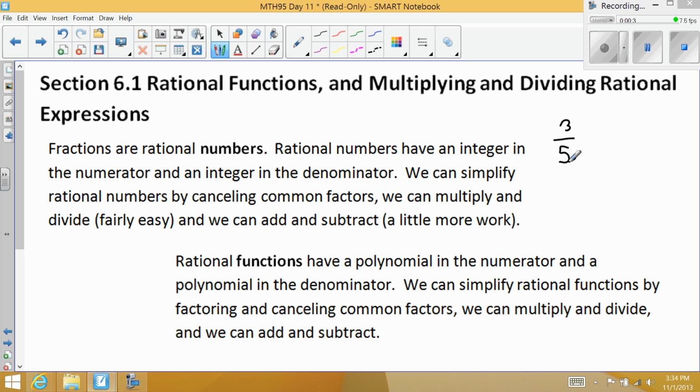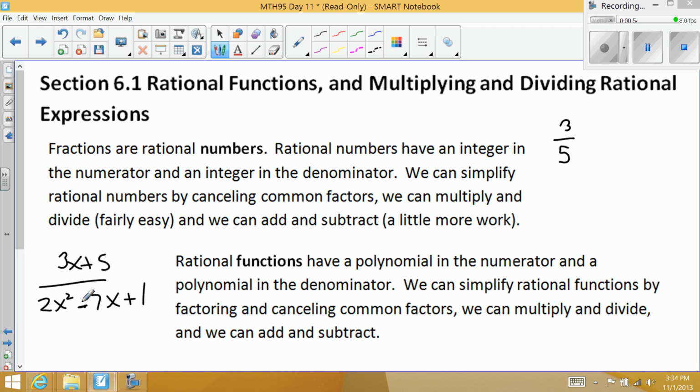So what we're introducing today is the idea of a rational function. A rational function is a fraction where we have a polynomial in the numerator and another polynomial in the denominator. Something like 3x plus 5 over 2x squared subtract 7x plus 1 would be a rational function.